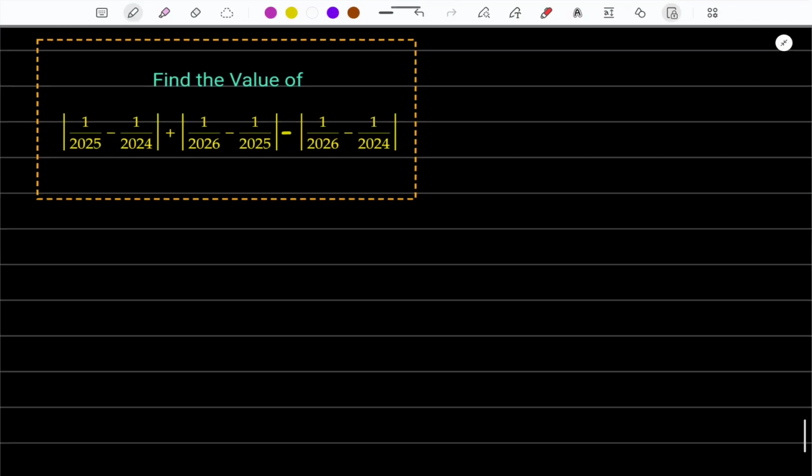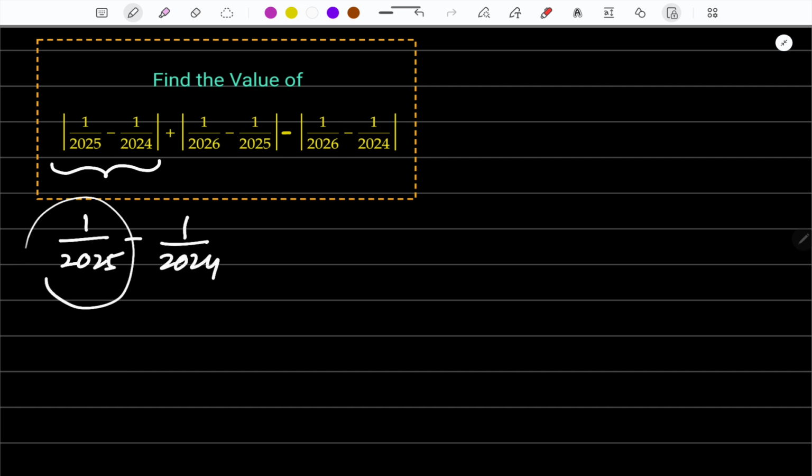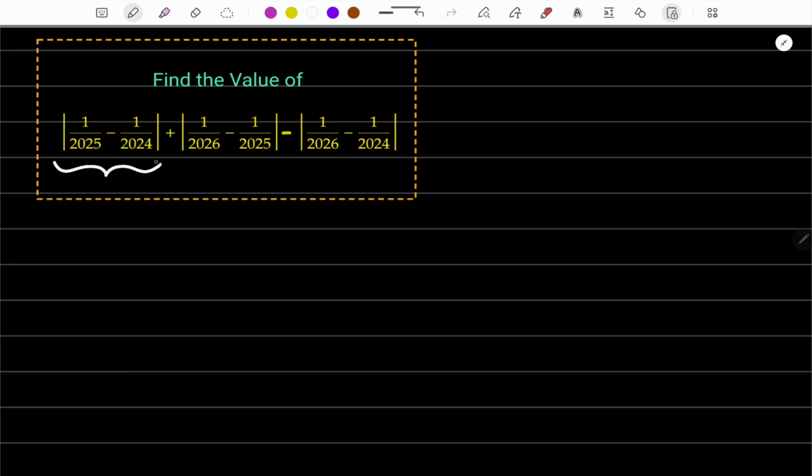Here all of you observe 1 by 2025 minus 1 by 2024. Here in this fraction the denominator is more than the denominator of this fraction, therefore this is less than 0. So 1 by 2025 minus 1 by 2024 is less than 0. So if there is a number which is less than 0 in the modulus, you have to take the reverse.